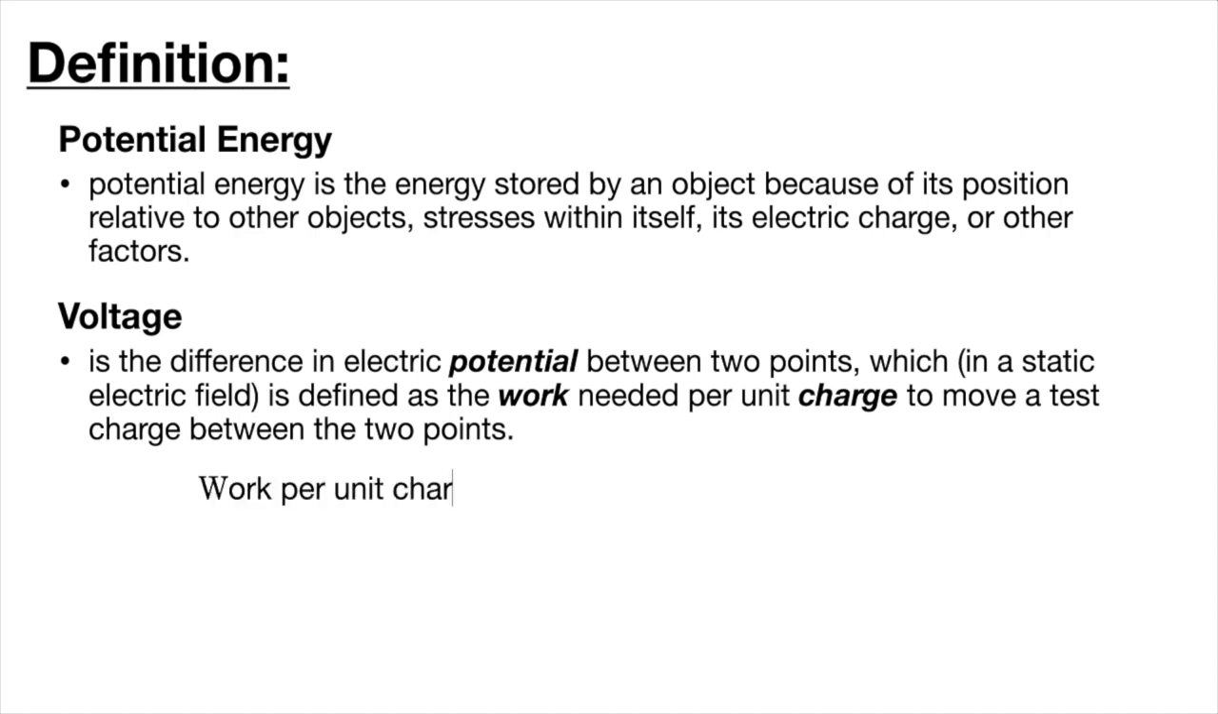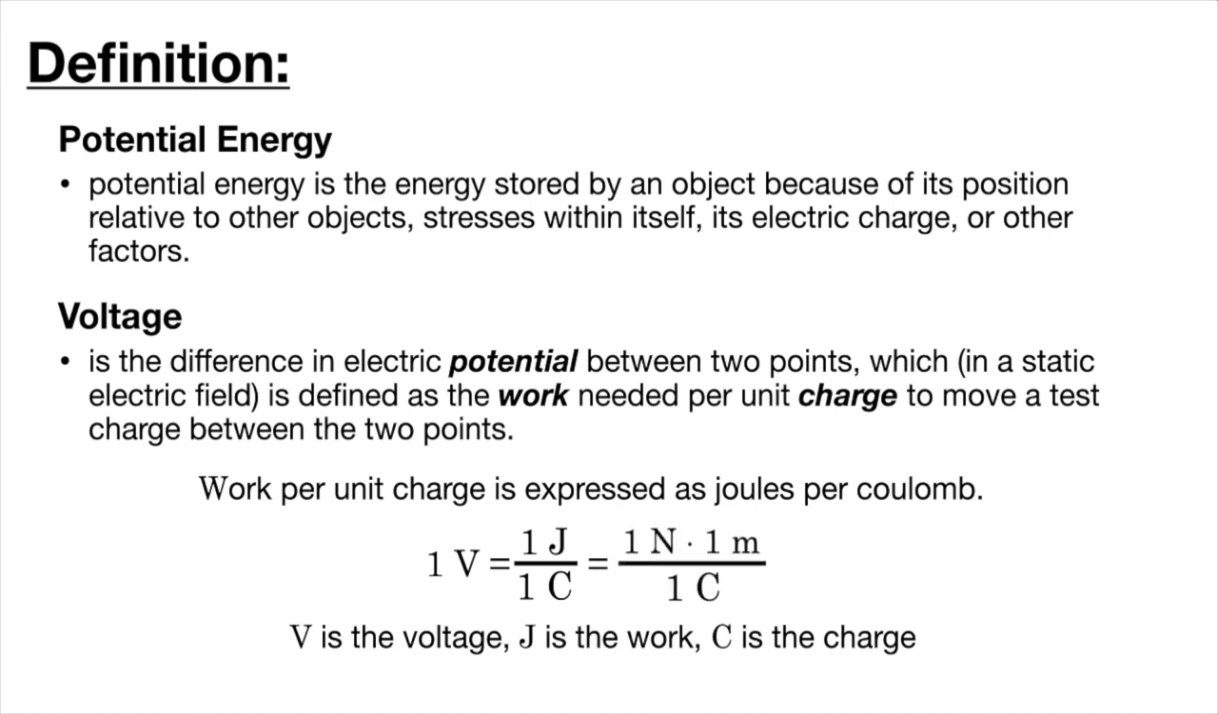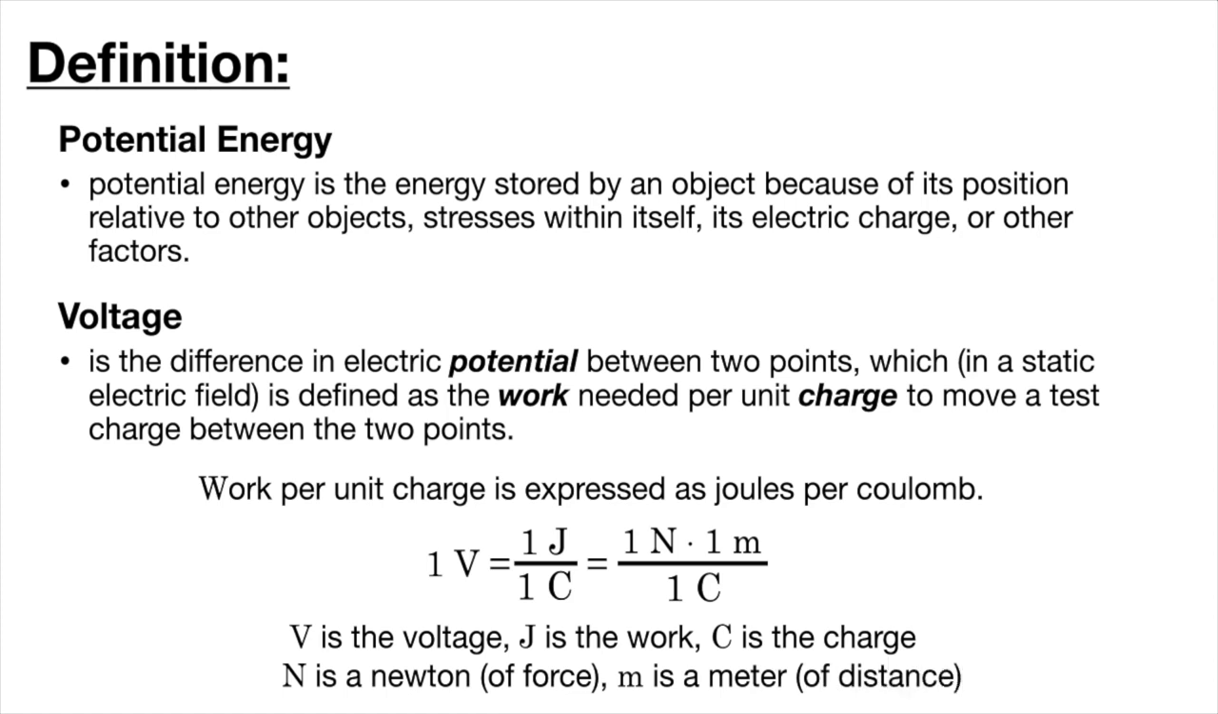Work per unit charge is expressed as joules per coulomb. So this can be written as 1 volt equals 1 joule per 1 coulomb, where V is the voltage, J is the work, C is the charge. This can also be expanded as 1 newton times 1 meter per 1 coulomb, where N is a newton of force and M is the meter of distance.